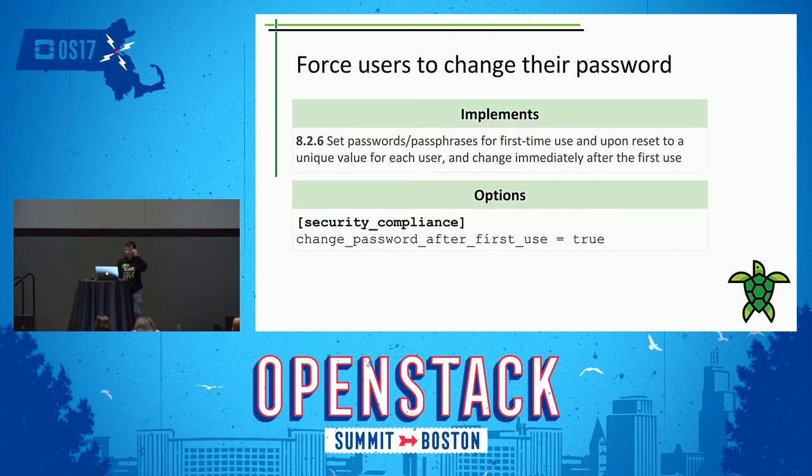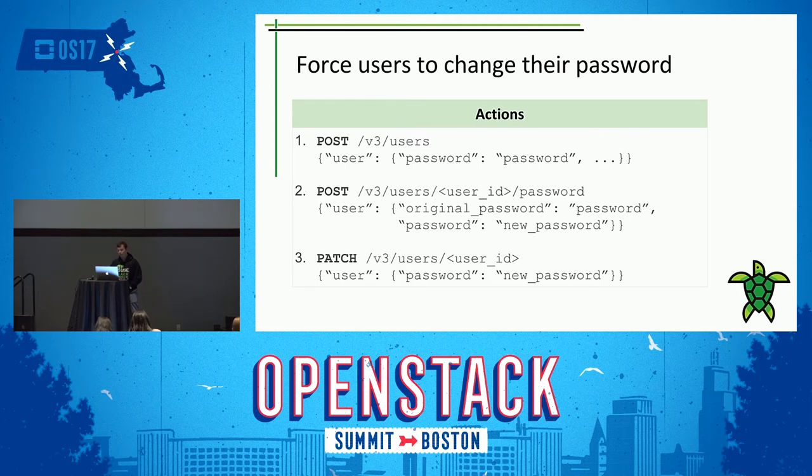So the first one is the PCI DSS 8.2.6 that says that users should change the passwords upon first use after they get created and after they get an administrative reset. And that can be made available by setting the change password upon first use option in the Keystone configuration file. And let's just imagine a few cases here. The first command here says that a user is being created, and after that user creation, when that user tries to log in, they will get a token that's not valid anymore, and they will be required to run the second command here, which is basically resetting their own password to a brand new password.